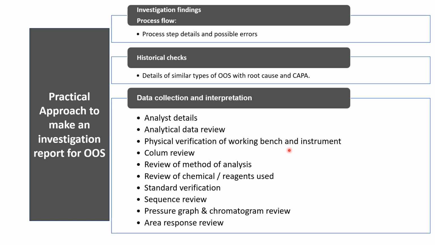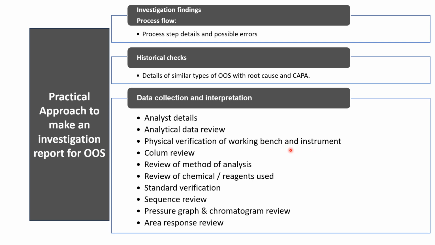Next is physical verification of the working bench and instrument. Here we can check physically whether the glassware used in the preparation is correct or not, whether the labels pasted on the glassware are correct or not, and whether the instrument conditions are okay or not. Such kinds of things we can check here.